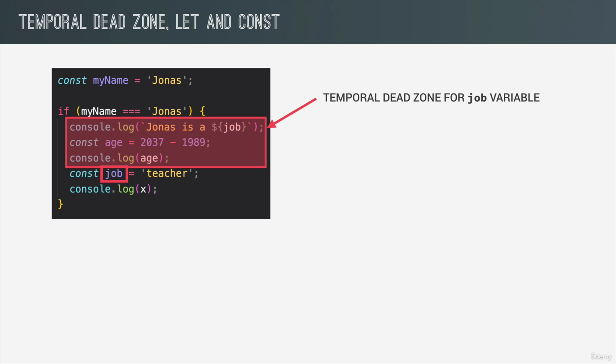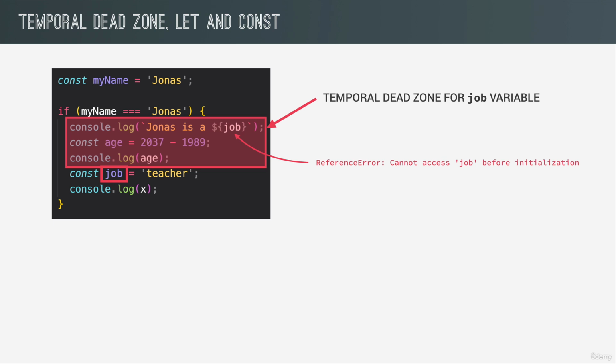It's basically the region of the scope in which the variable is defined but can't be used in any way. So it is as if the variable didn't even exist. Now, if we still tried to access the variable while in the TDZ, like we actually do in the first line of this if block, then we get a reference error telling us that we can't access job before initialization. So exactly as we learned in the last slide, right?